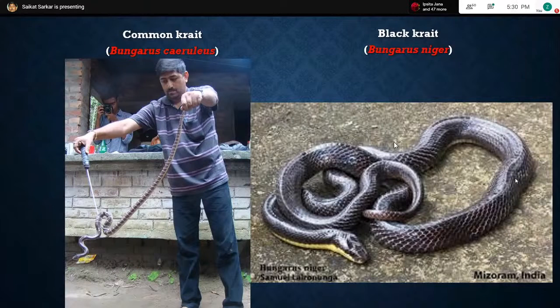Okay, this is a black krait, a small species, not found in South India, not found in southern West Bengal. In northern West Bengal, you can find black krait. You may say the northeastern most part of West Bengal, that means border areas of Assam. In Mizoram, and in Shillong, you can find black krait. That means we have found these specimens there.